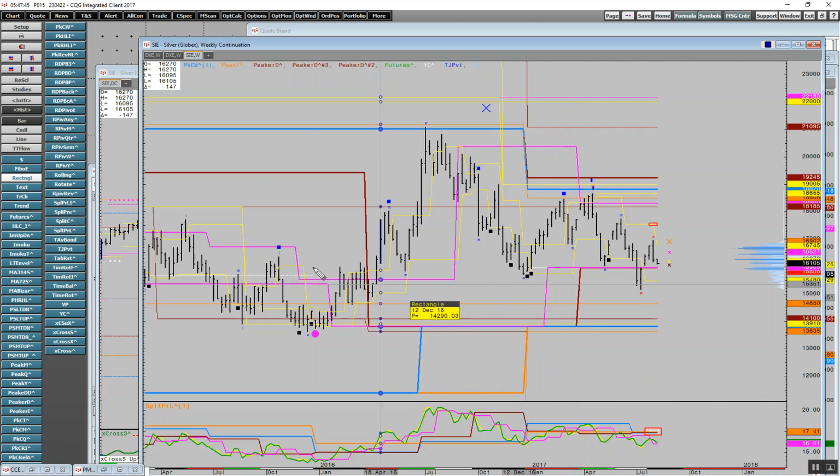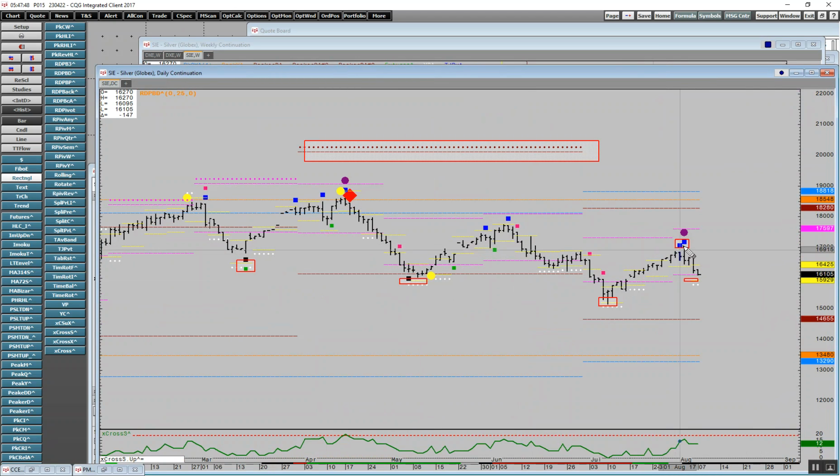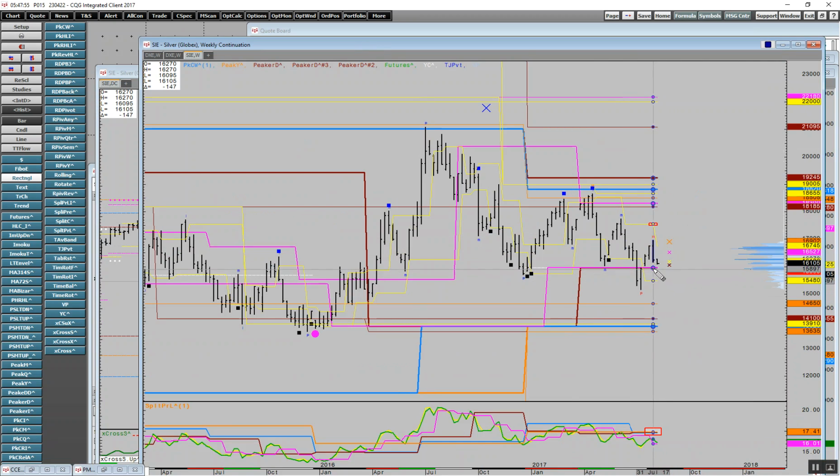No immediate signals in the weekly time frame to act on, and there's been a daily sell signal on silver for a few days now. Obviously, there's some initial profit-taking target here at support at 1596.